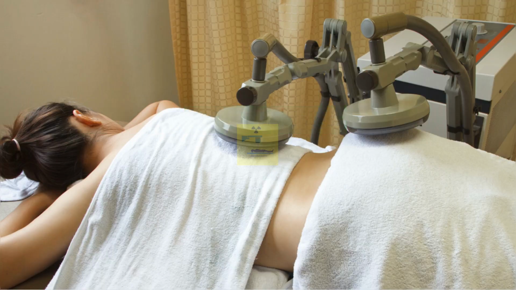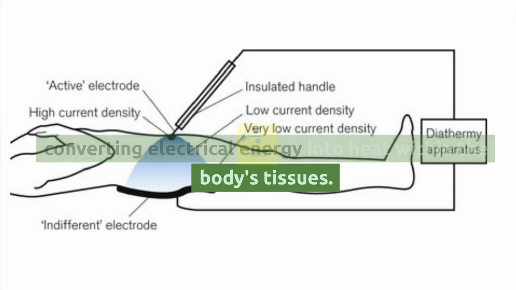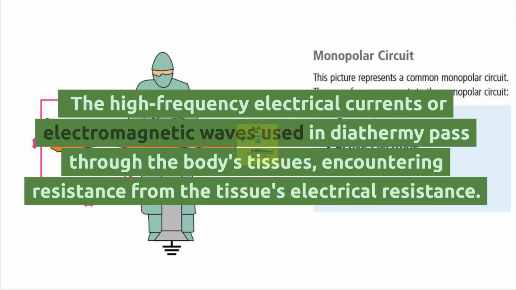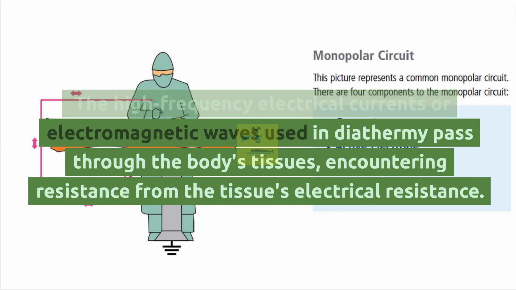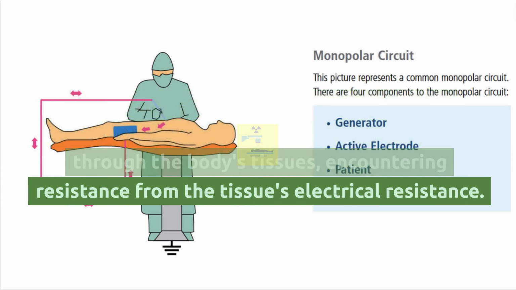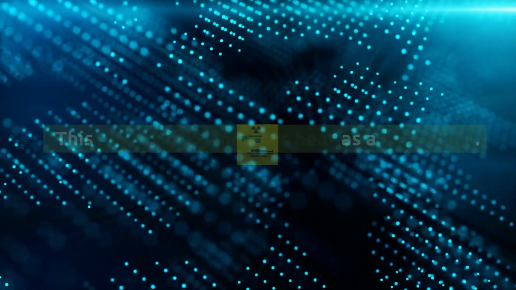Basic principles. Diathermy operates on the principle of converting electrical energy into heat within the body's tissues. The high-frequency electrical currents or electromagnetic waves used in diathermy pass through the body's tissues, encountering resistance from the tissue's electrical resistance. This resistance generates heat as a byproduct.